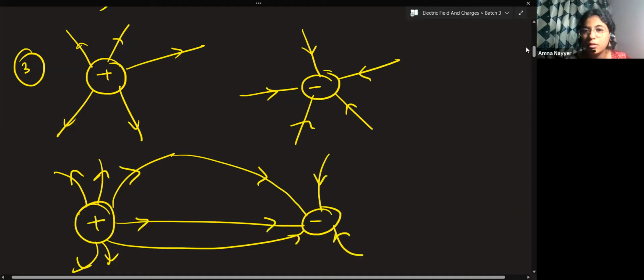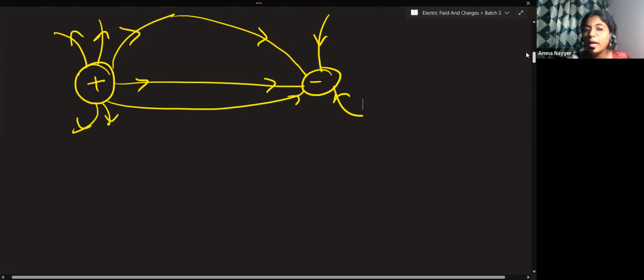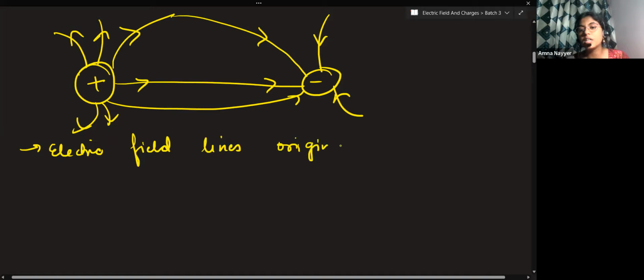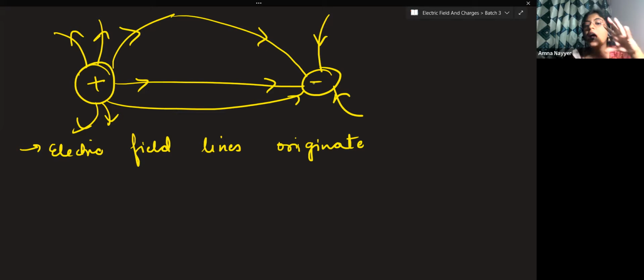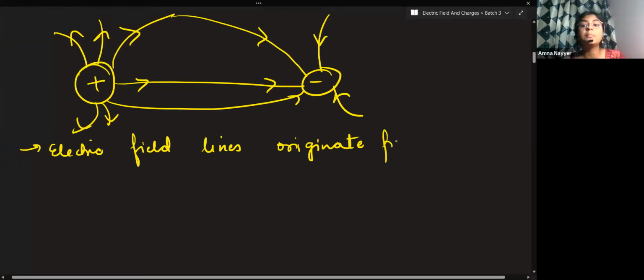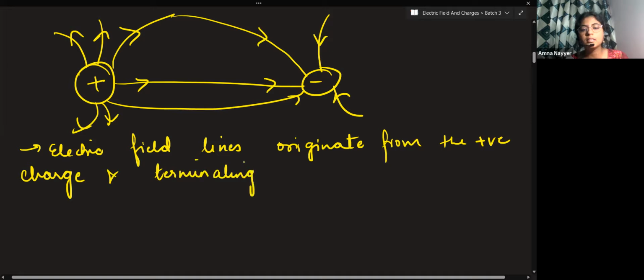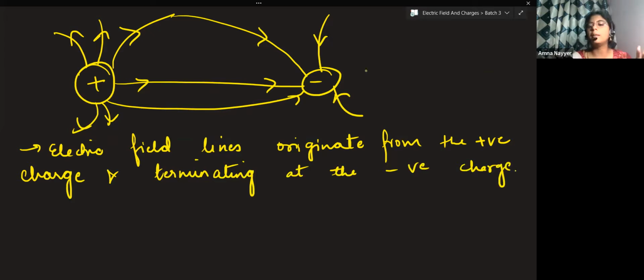Now if you look at this figure which I have drawn where positive and negative charges are kept, what does it look like? That electric field lines originate from a positive charge. It's looking like they are originating from positive charge and terminating at the negative charge. The reason is that electric field lines are moving away for positive charge, and for negative charge, electric field lines are moving towards the charge. So it appears as if electric field lines are originating from the positive charge and terminating at the negative charge. It appears in this manner.